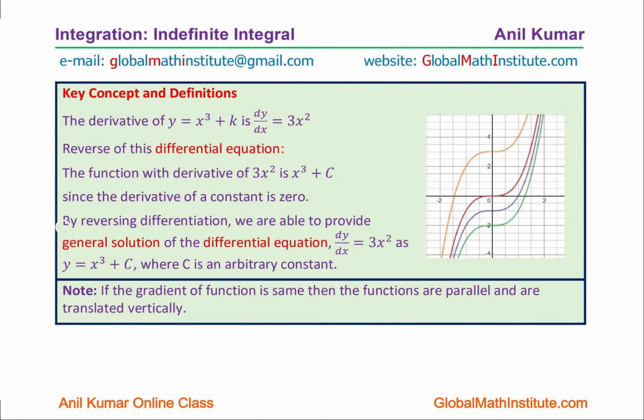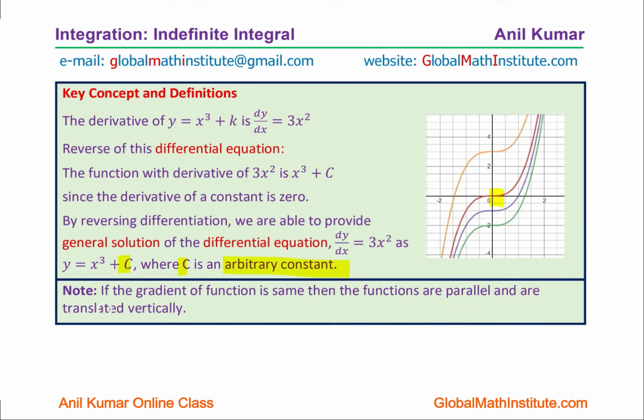You have noticed that by reversing differentiation, we are able to provide the general solution. So the general solution of the differential equation dy/dx equals 3x squared is y equals x cubed plus c, where c is an arbitrary constant. So from now on, when we go in the reverse direction, we'll use capital C, which will be called the arbitrary constant. In our examples, we will see how to find that specific curve, or arbitrary constant, from given conditions.